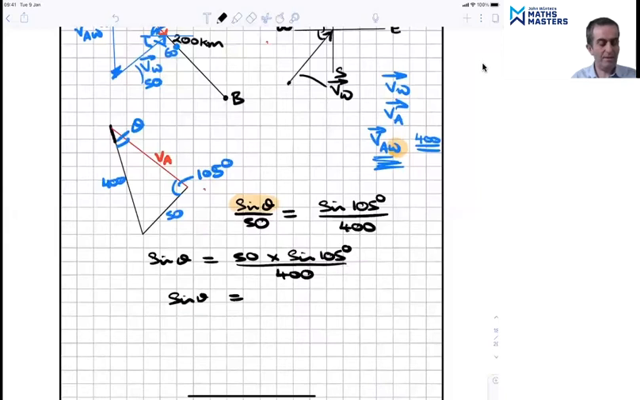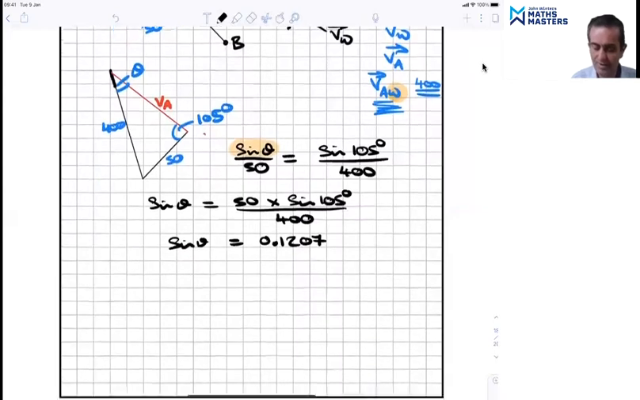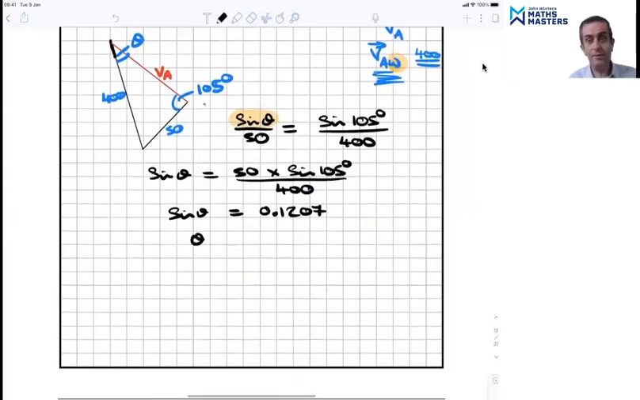So we grab our calculator and make sure we're in degrees mode. 50 multiplied by the sine of 105 divided by 400 equals 0.1207, and then a whole lot more decimals. Then the sine inverse button, and we'll find out what theta is. Second function, sine inverse of that, equals 6.93 degrees to 2 decimal places.